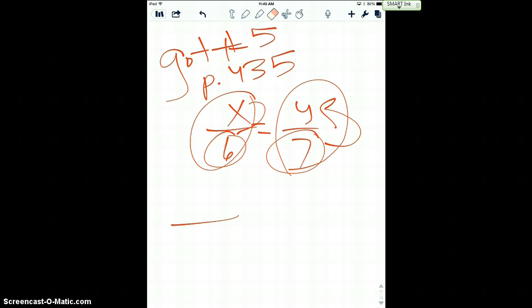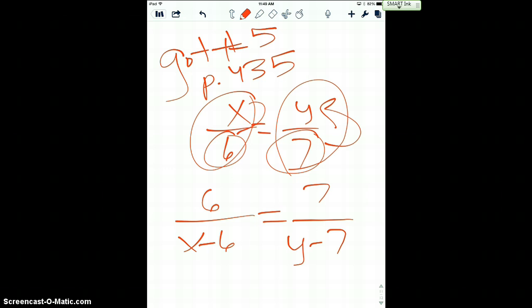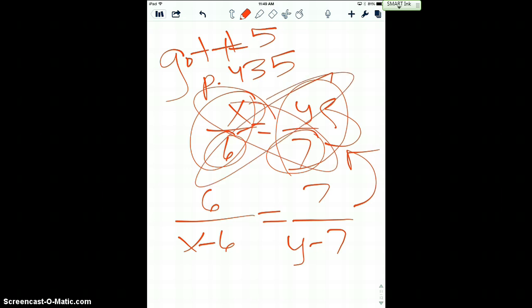Okay, I have a minute and a half here. Part C. It is asking, explain why x minus 6 over 6 equals y minus 7 over 7. Okay, why the heck is that the same thing as this? Well, I could prove it by looking at the means and extremes. The product of the means and the product of the extremes should be the same. In this one, it's 7x equals 6y. Is this one the same?